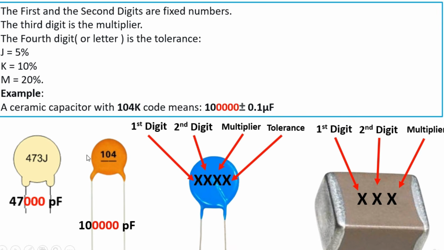Here we have some examples. 1, 0, 4 means, as you can see here, 100 picofarad. Here we have 4, 7, 3, J, which means 47,000 picofarad, and with J the tolerance is 5%. Ceramic capacitors are always measured in picofarad, but for electrolytic capacitors and tantalum capacitors, the unit is microfarad.